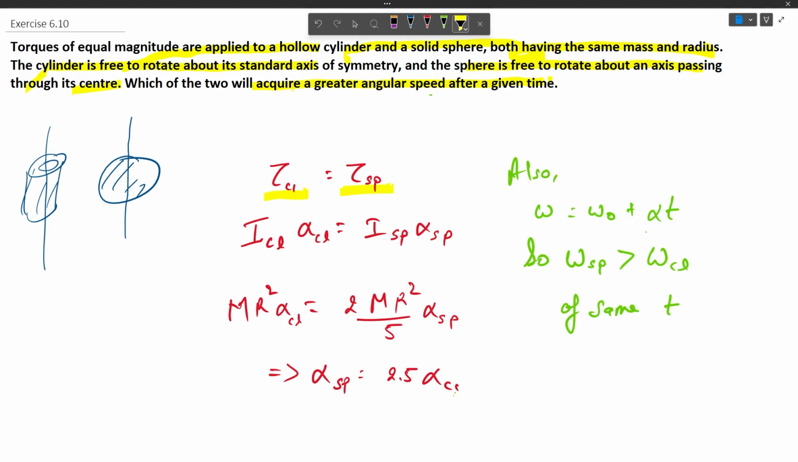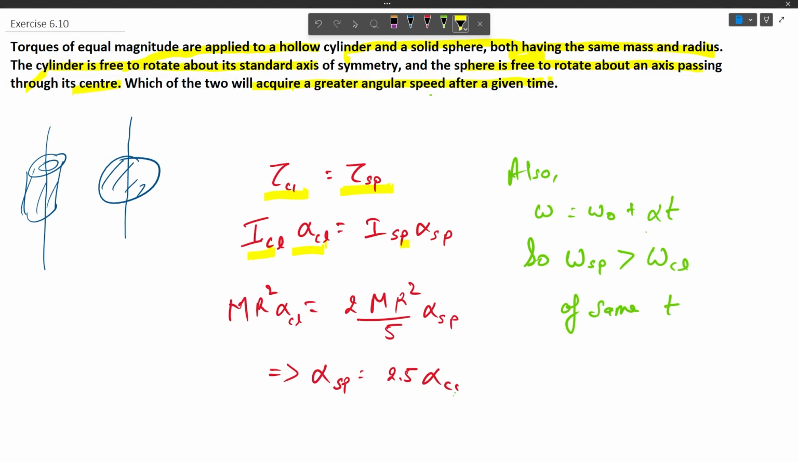Now torque can be written as a product of moment of inertia and angular acceleration. Similarly, in translational mechanics, we see that force is equal to mass times acceleration. So here in rotation, mass is equivalent to moment of inertia and acceleration is equivalent to angular acceleration. Now I_CL represents the moment of inertia of the hollow cylinder, and alpha_CL is the angular acceleration of the cylinder. Similarly, SP represents the sphere.